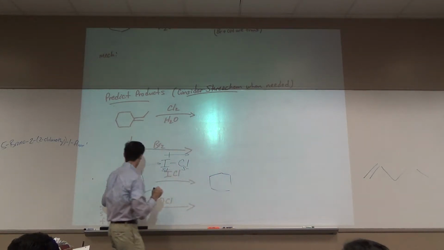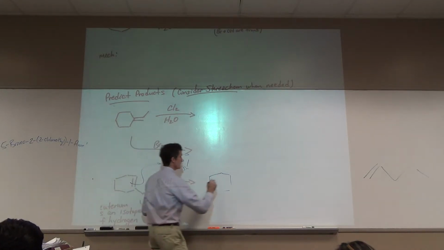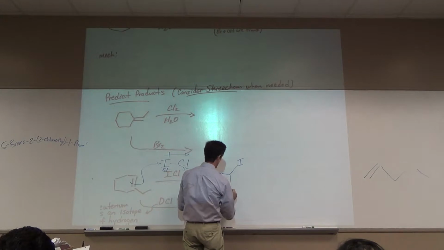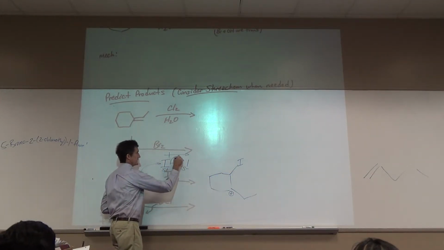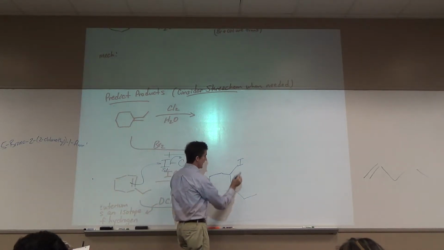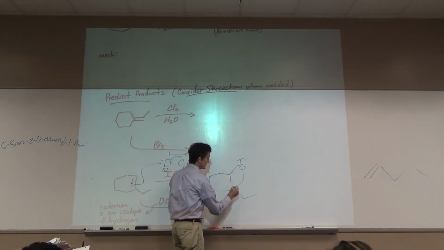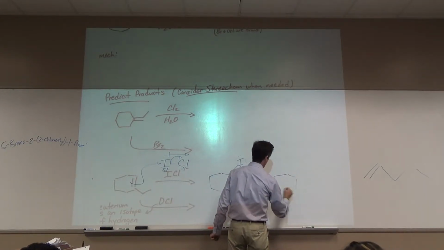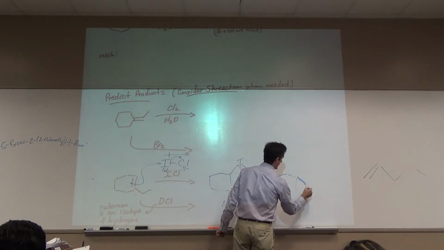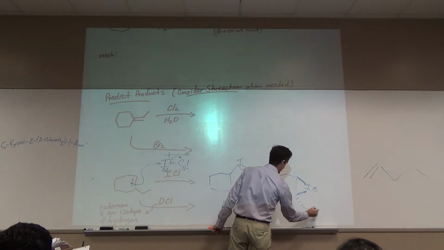Where are we going to make the cation? Top or bottom? Bottom. Attacks iodine. Tertiary cation. We kick this off, chlorine. What's going to happen here? Anything? Is this really formed? A back bond. So I don't think this is really formed. It's going to happen at the same time. And we get the iodonium ion. We can draw it like that.